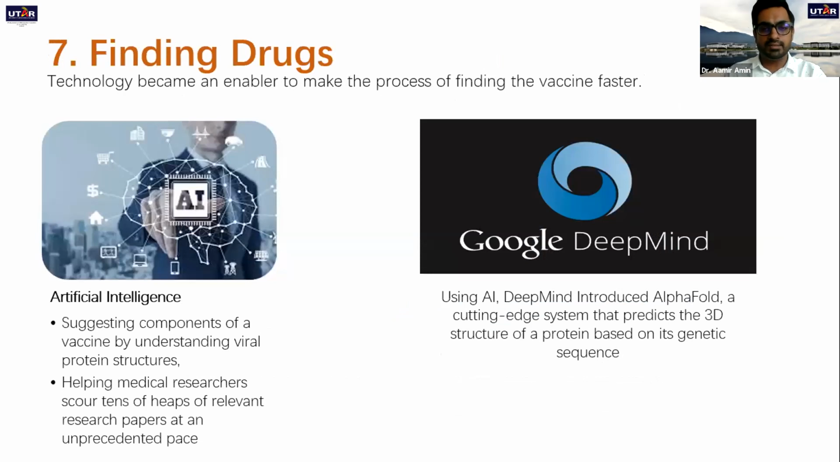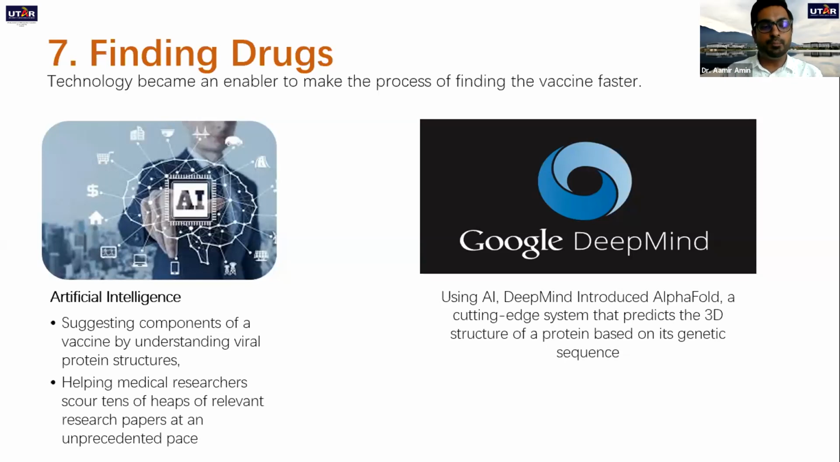Seventh is finding the drugs. Now, a lot of people are not surprised, but again, there are a lot of conspiracy theories about why the drug is out in a matter of 1 year. So among other factors, one of the major factors is that IT has enabled the scientists to break the code of the COVID-19 protein structure or the virus structure. The AI has helped a lot in breaking the protein structure.